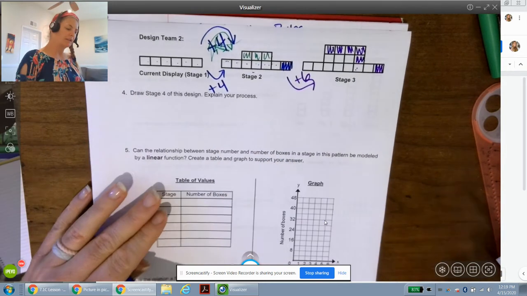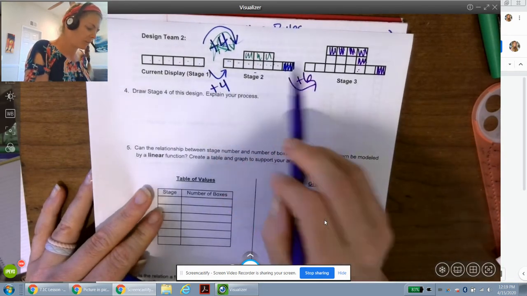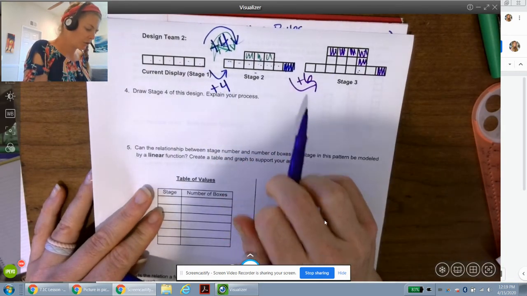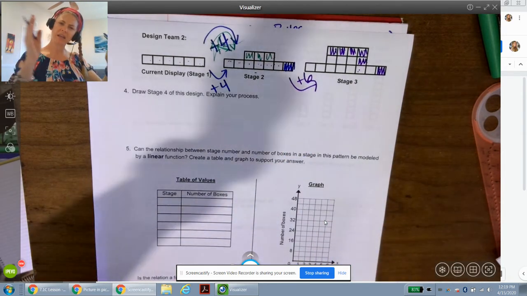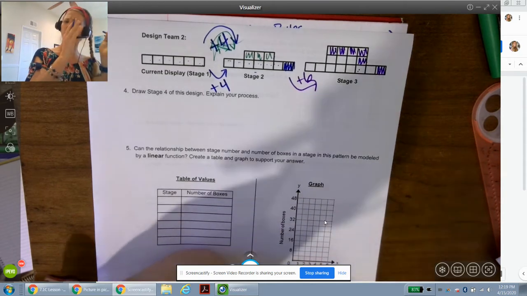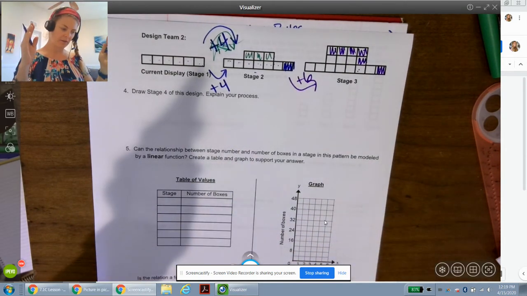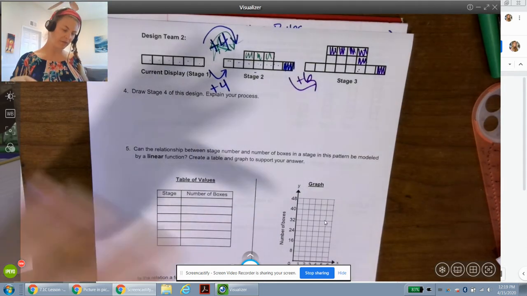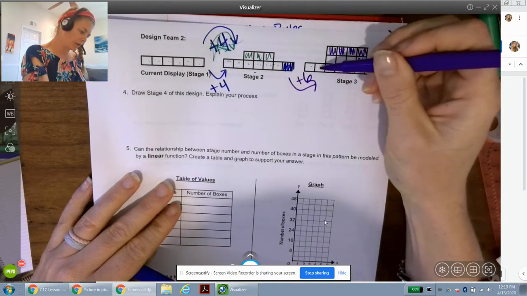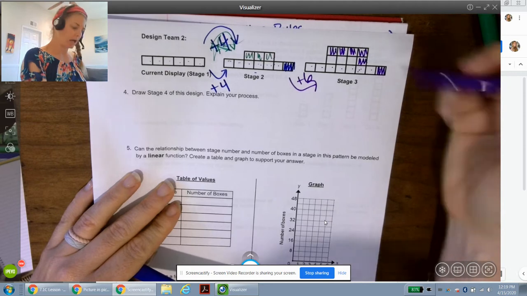Okay, well, let's draw stage 4. Before, it looks like we're always adding 1 more to the bottom. So wouldn't that make it wider? Okay, so we're adding 1 more to the width and 1 more to the height and making all the levels even. So here we had 1, 2, 3, 4, 5, 6, 7, 8. So now we're going to need 9 on the bottom.